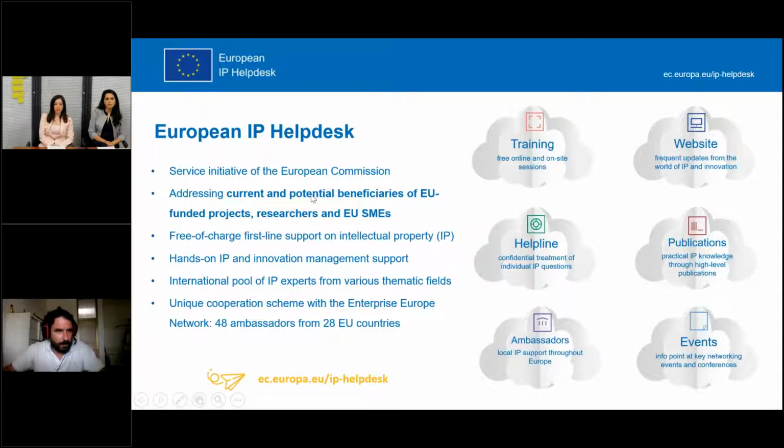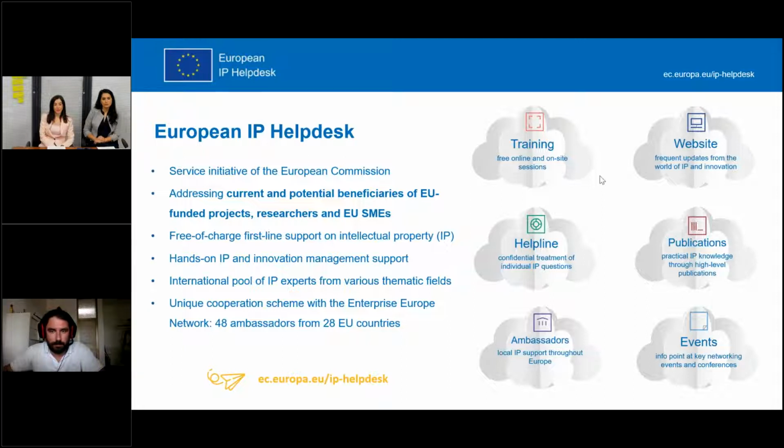My employer, so to say, is the European IP Helpdesk, which is a service initiative of the European Commission that has the objective of helping mainly EU-funded projects, researchers, or small and medium enterprises across the European Union understand and use intellectual property and intellectual property rights. The services you can see on the right-hand side of the screen are offered completely free of charge, and the cornerstone of all the services is the website, which is ec.europa.eu/IP-helpdesk.